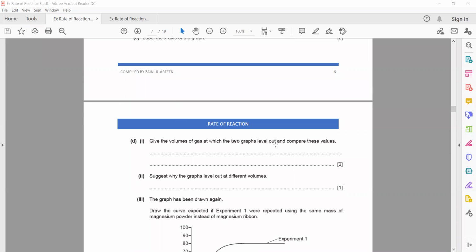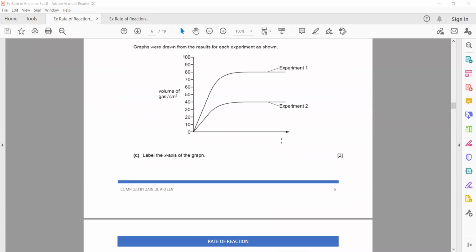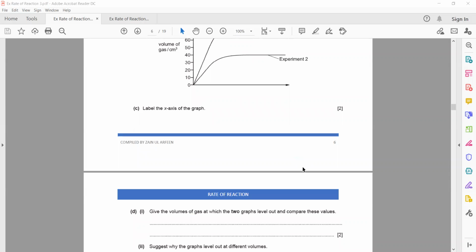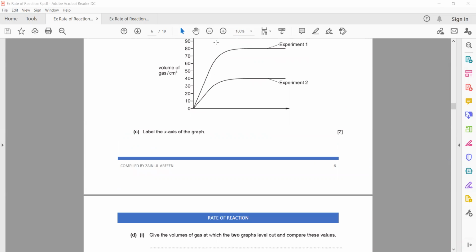Give the volume of gas at which the two graphs level out and compare these volumes. When you check, the two graphs level out, that is, they become constant. So this one is about 40 and the other one is 80.